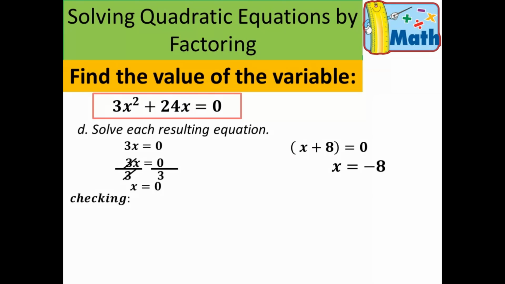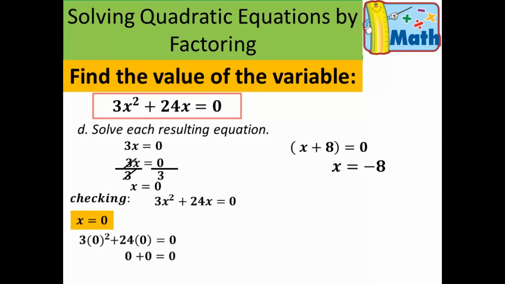Now let us check. The equation is 3x squared plus 24x equals 0. For x equals 0, by substitution, we have 3 times 0 squared plus 24 times 0 equals 0. 3 times 0 is 0, plus 24 times 0 is 0, equals 0. Thus, 0 equals 0.